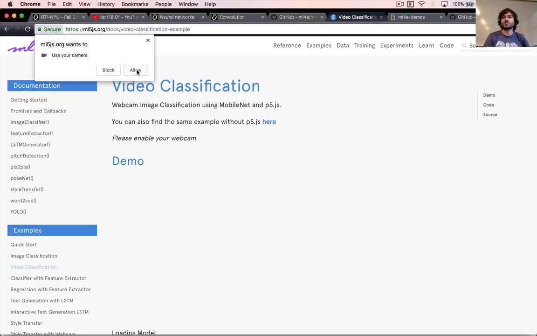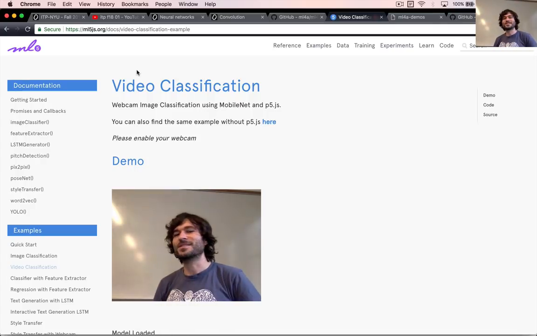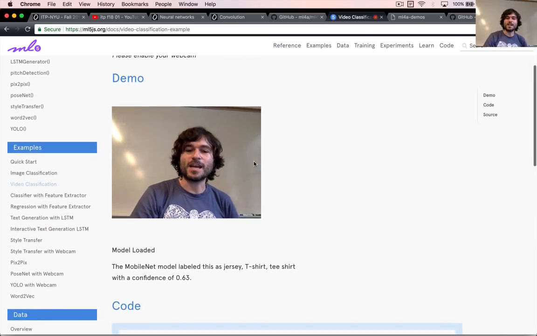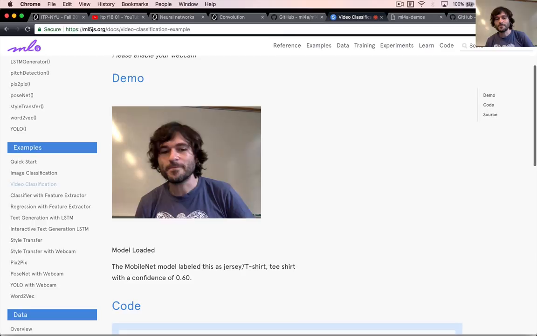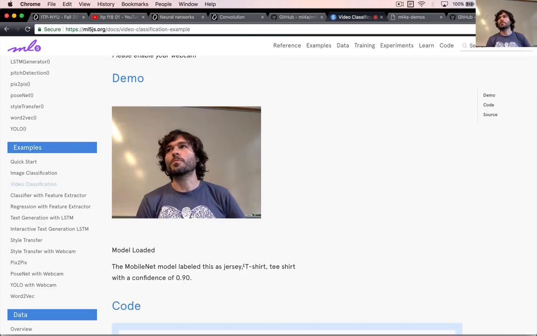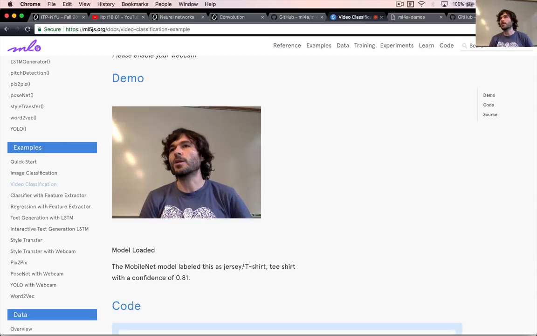So it'll ask for your permission to use your camera. I'm guessing this is going to work really slowly for me because I'm recording my screen on a really old laptop, and it's a miracle that it's working at all. But okay, it'll download the model and start labeling. I don't think it's quite as accurate as the one in openFrameworks because MobileNet is a very small model.